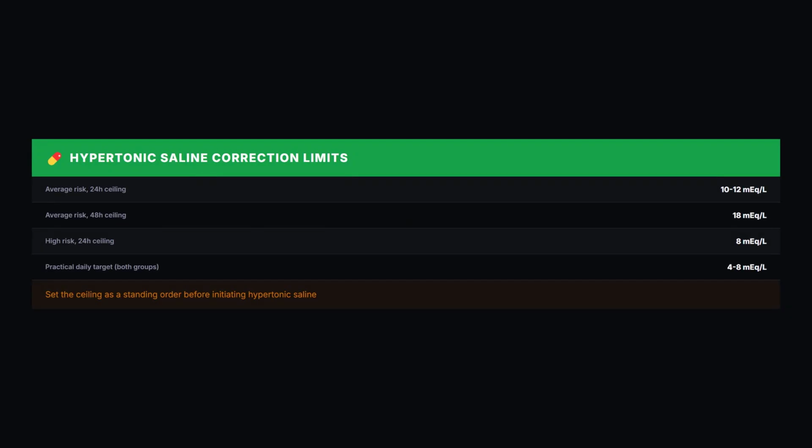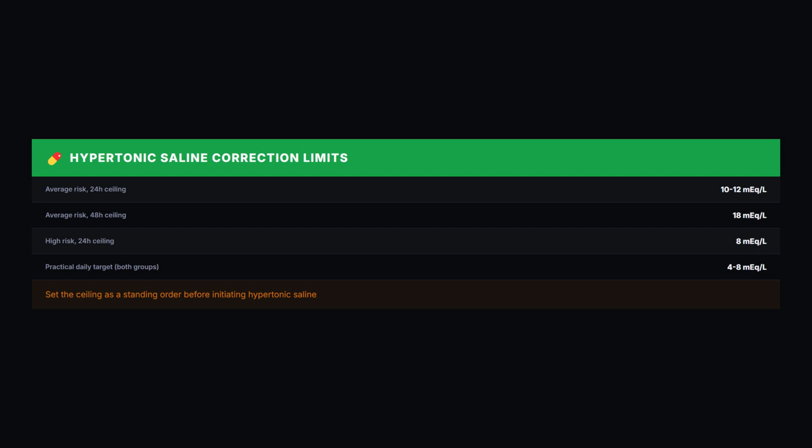Average risk patients, 10 to 12 in 24 hours, 18 in 48 hours. High-risk patients, hold the line at 8 in 24 hours. Both groups get a practical daily target of 4 to 8 milliequivalents to leave margin for error.